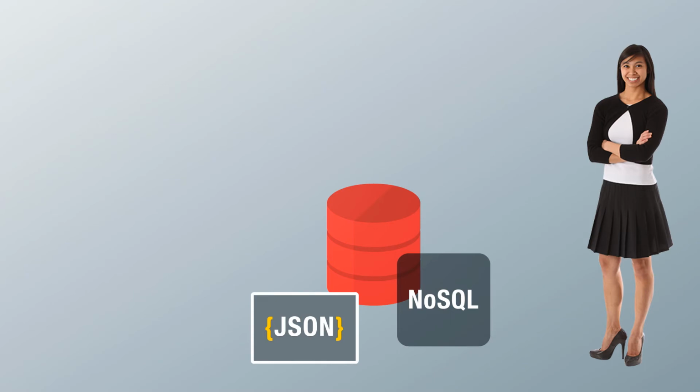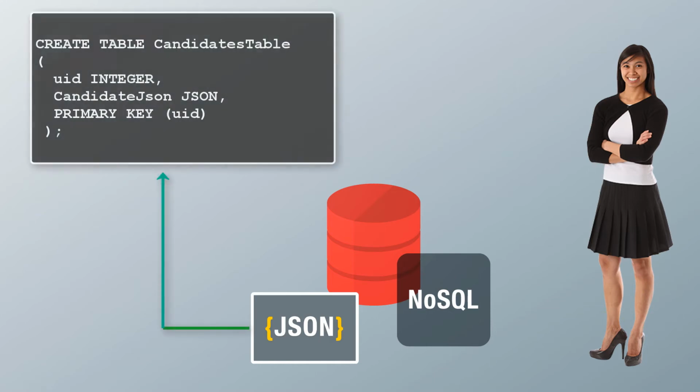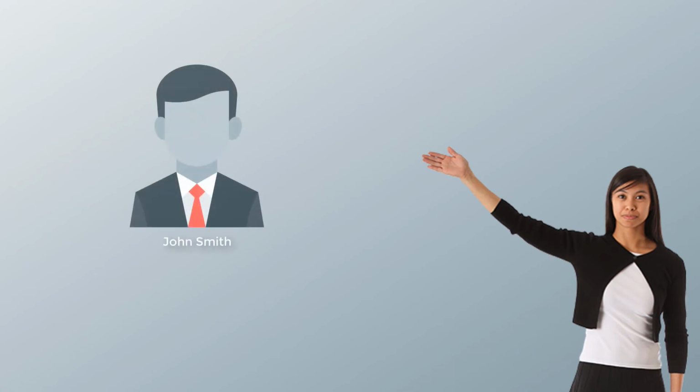With the JSON data type, she creates a table called Candidates Table, which has 2 columns, the UID and the Candidate JSON column. The UID is the primary key used to uniquely identify a record, and the Candidate JSON column holds all professional details related to the candidate within a single JSON column. Let us look at how John Smith's data is modeled in the Candidate JSON column.